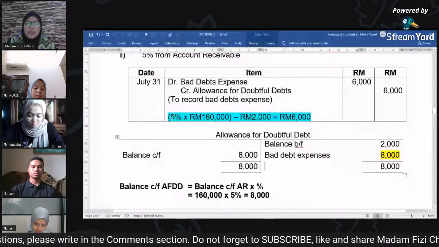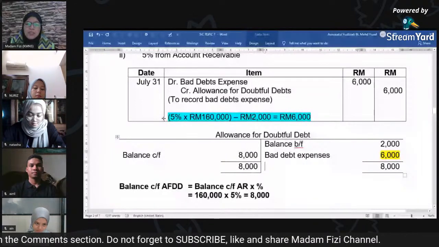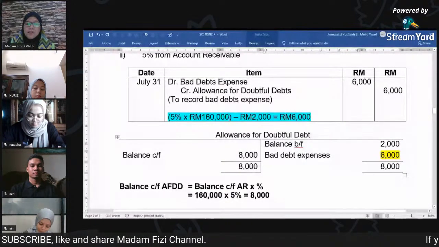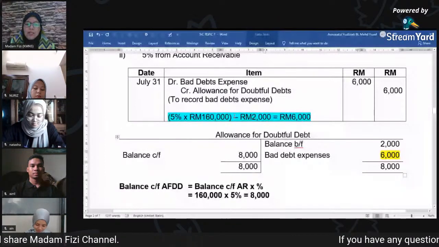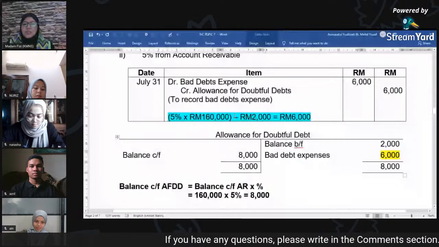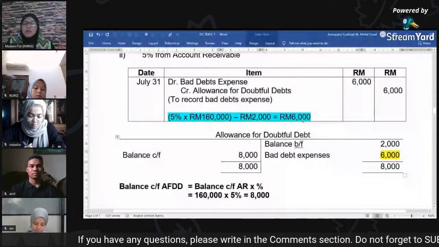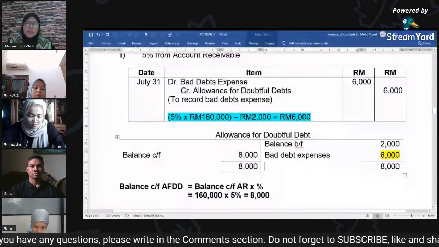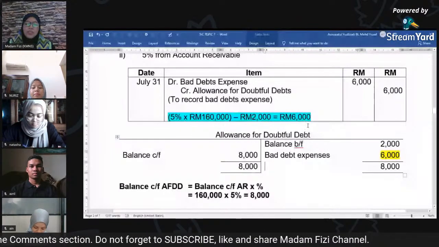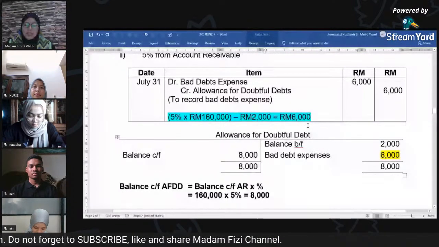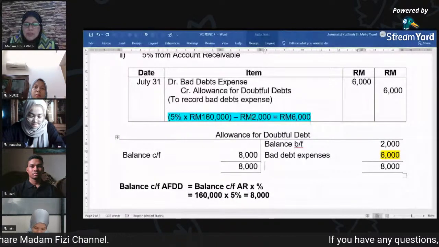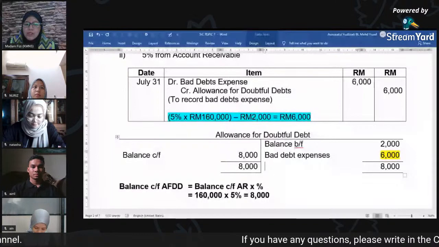So this is the calculation. 5% times 160,000 is the ending balance, minus 2,000 is the opening balance, so equals to 6,000. So also can. So which you prefer? As long as you show the working calculation. So far boleh tak? Is there any question so far?